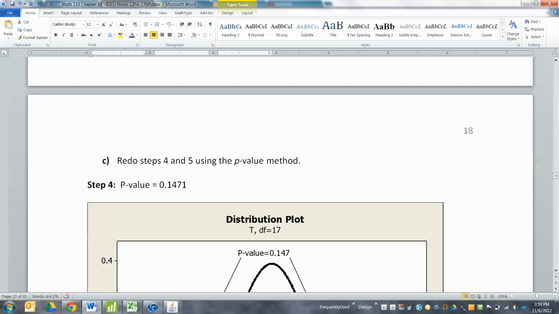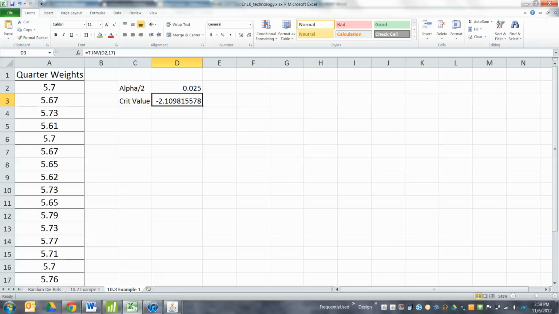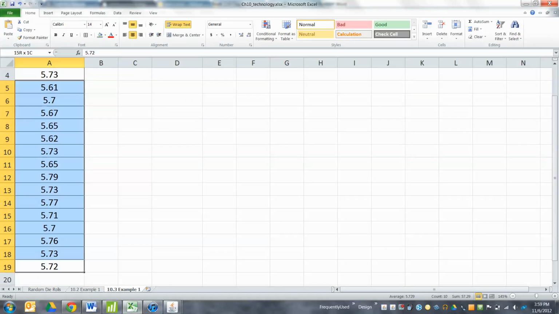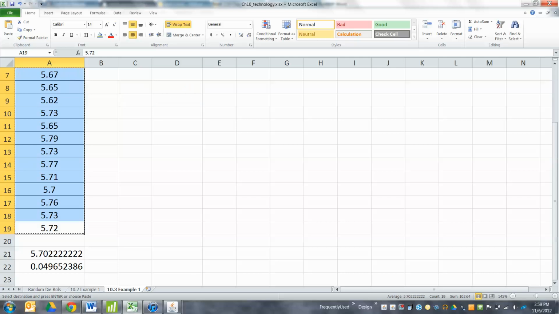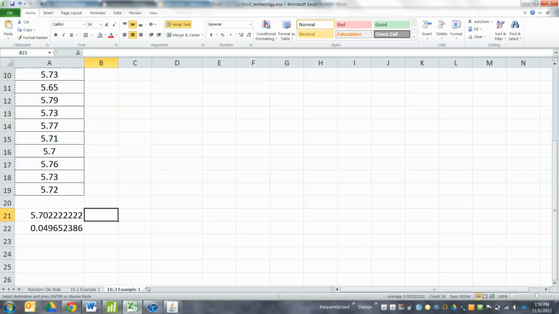Scrolling down. What about redoing that with the p-value method? Okay, cool. So let's use StatCrunch, shall we? StatCrunch is going to be way simpler on us. Only highlight the quarters. Don't take all this stuff. This was the mean, by the way. This was the standard deviation. I might as well label those.